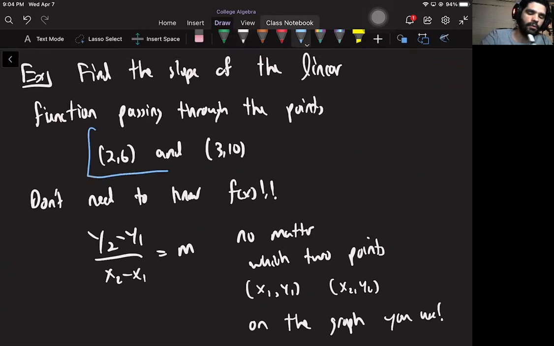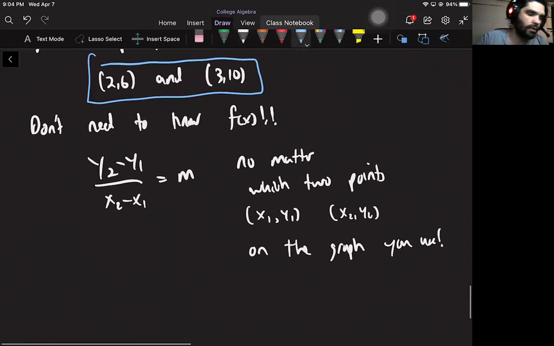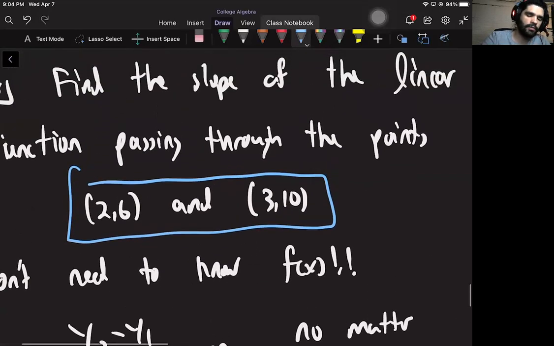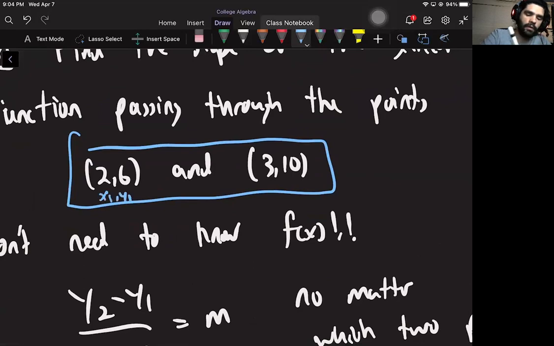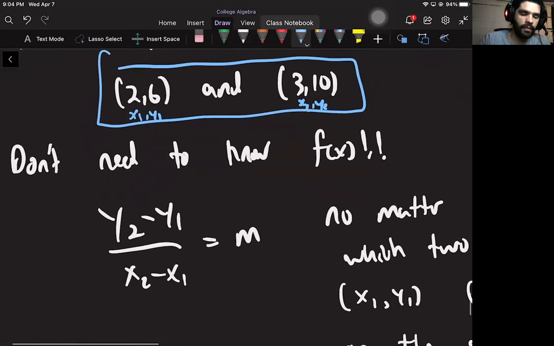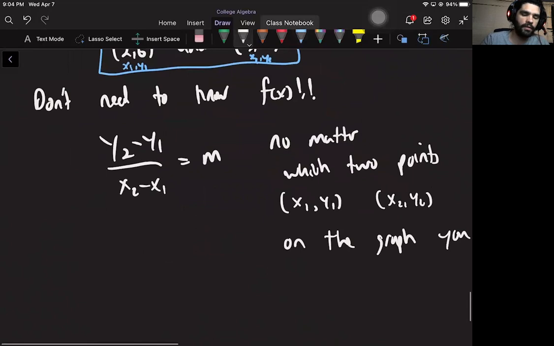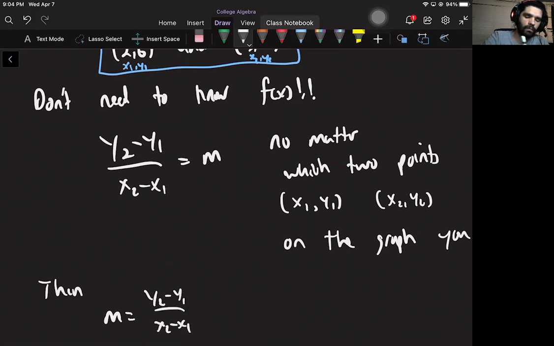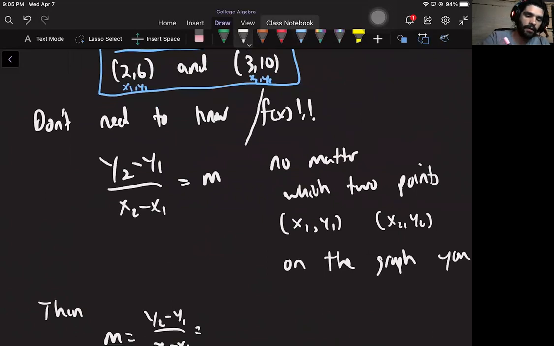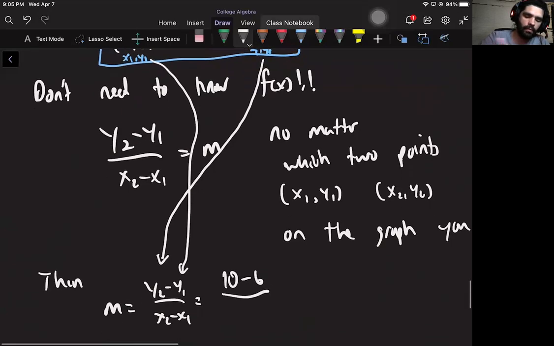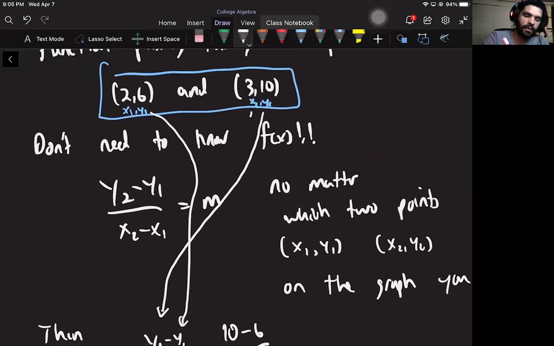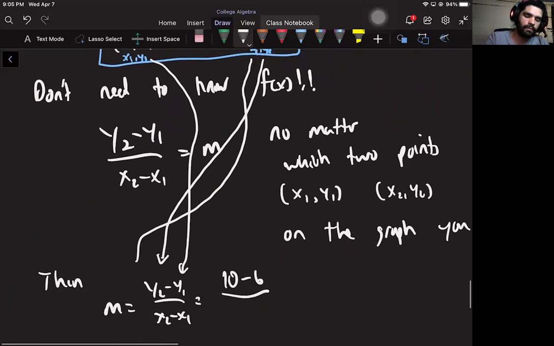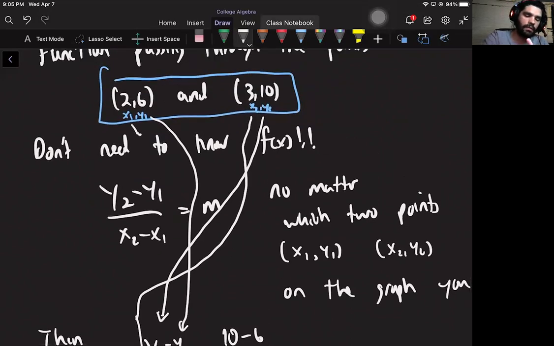So we just so happen to be given two points on the graph, and all we have to do is name things. I'm going to call the one on the left x1 and y1, and the one on the right x2 and y2. Then this little formula tells us the slope. Very quickly, y2 is 10, y1 is 6. And x2 goes with y2, so you've got to keep it the same. So x2 is this 3 over here. And x1 goes with y1, so it's this 2 over here.